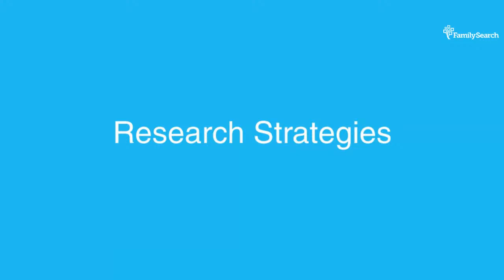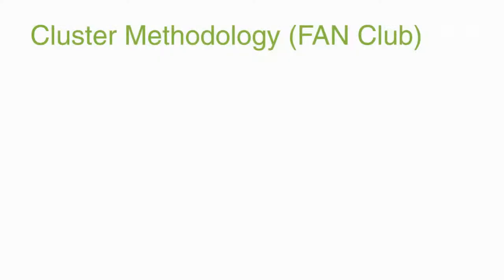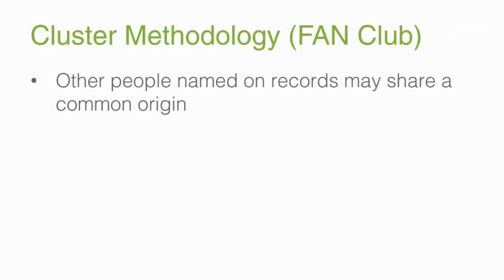I want to end here with talking about some research strategies. How do you tackle an immigration case? Well, a couple of things to keep in mind. We've talked about the main one, which is do the US records first and then move to the country of origin, to the homeland. But a couple of other things: don't forget cluster methodology or FAN club research. FAN club stands for family, associates, and neighbors.